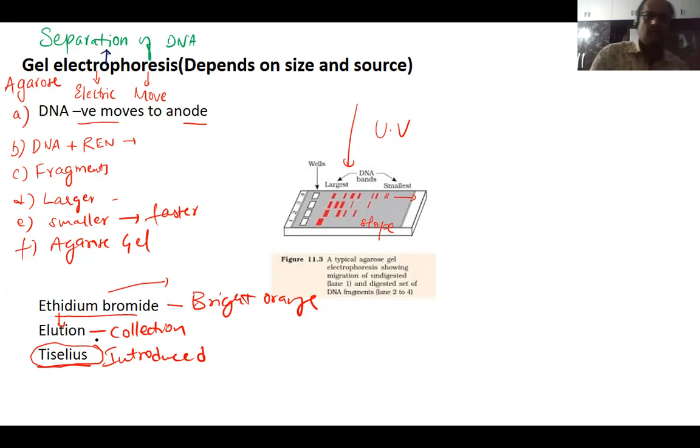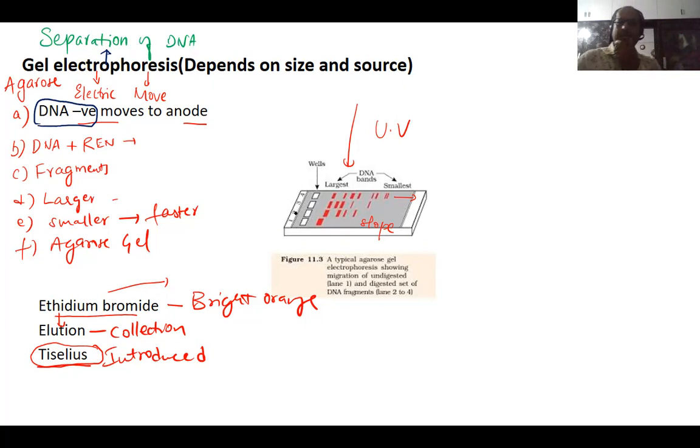Now, as you all know, DNA is negatively charged, so the DNA is able to move towards the anode. Let me take two electrodes, the cathode and the anode. The anode is positive and the DNA is negatively charged, so let it move towards the anode. That is the way of separating it.